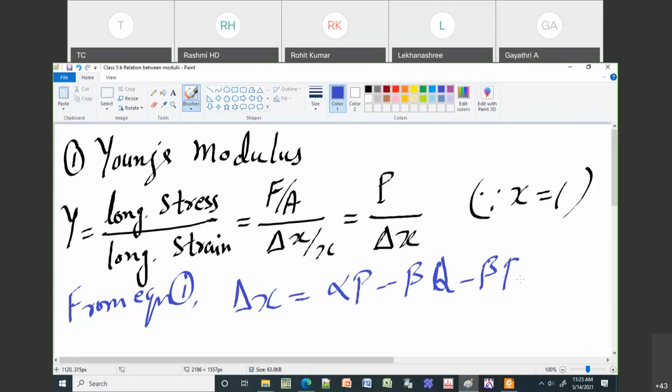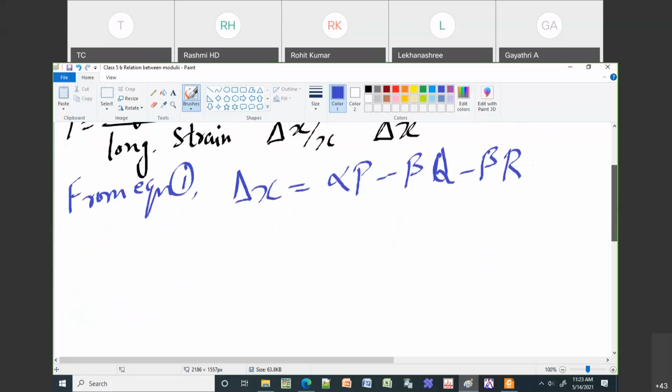Okay, so as it is a longitudinal strain, in this case we have to consider only one of the forces, and the other forces should be equal to 0, because only in that case can you expect the longitudinal strain. If it is not one dimensional, then it cannot be a longitudinal strain. It can be a shear strain if it is two dimensional, and if it is three dimensional, then it will be bulk strain.